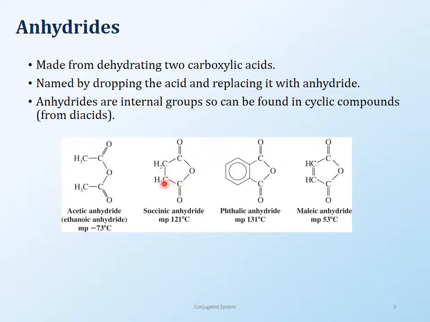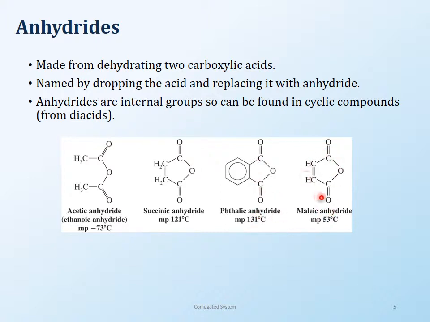A 4-carbon diacid is succinic acid. And so if you remove water from there, this is what's going to happen. It will form a ring, and that's called succinic anhydride. And this is phthalic anhydride, which comes from phthalic acid, in which case you have not benzoic acid, but a benzene ring with 2 acids ortho to each other. And those two, if you dehydrate, you will get this anhydride, which is phthalic anhydride.